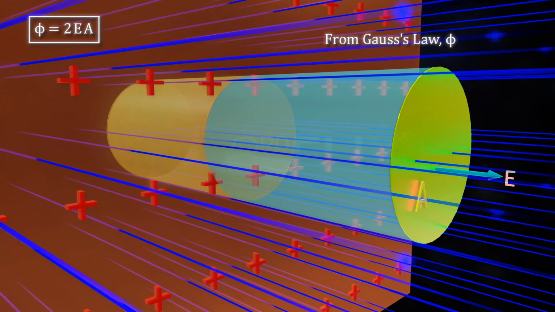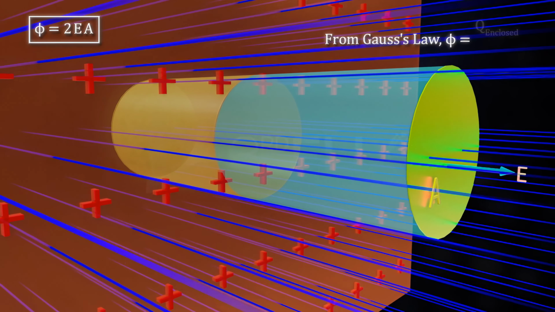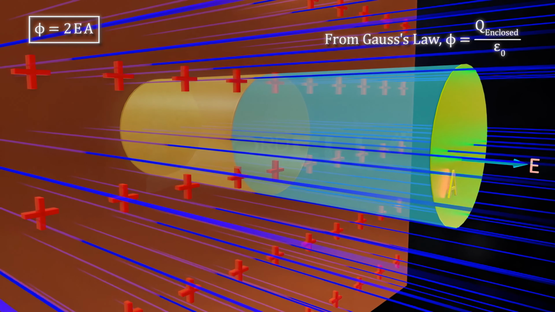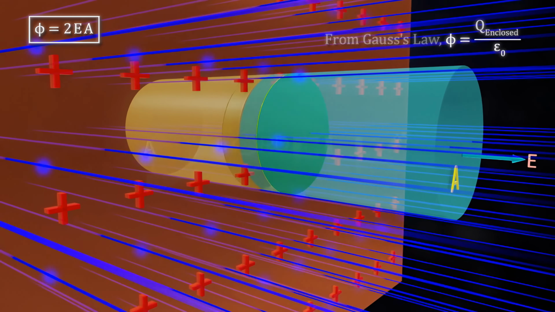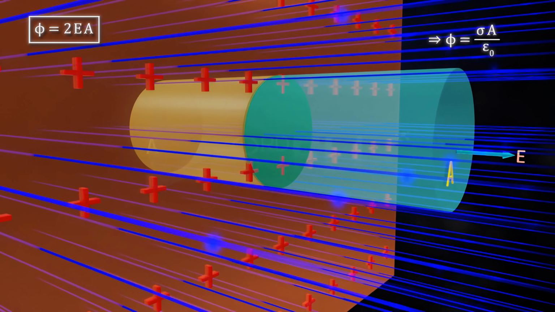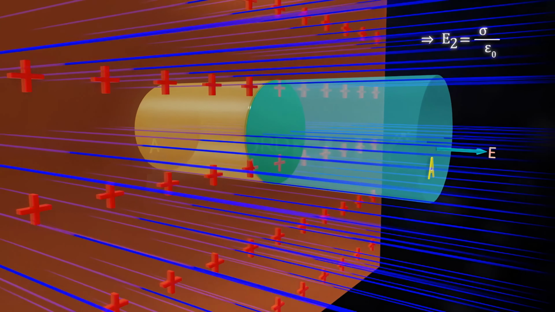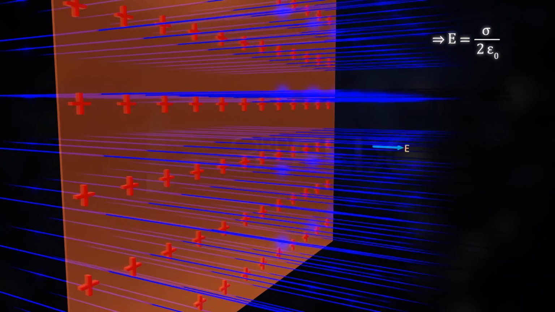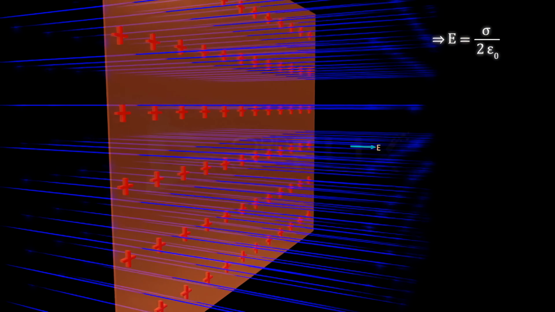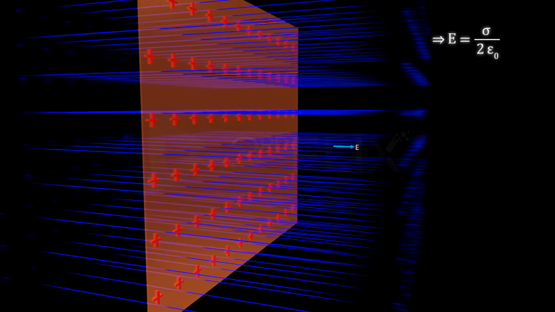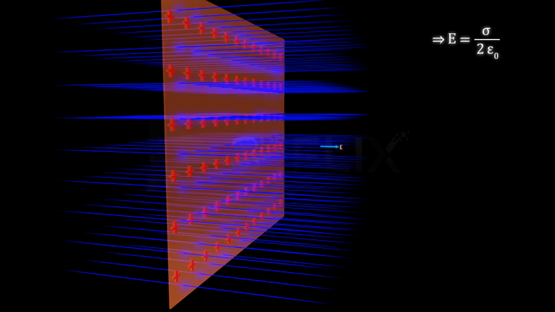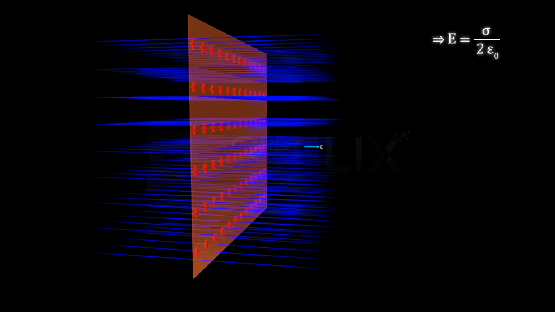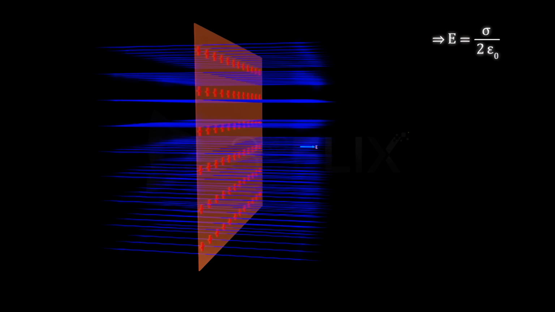From Gauss' law, this must be equal to the charge enclosed in the cylinder divided by epsilon naught. Charge contained in the cylinder is sigma into A. Hence, electric field is sigma by 2 epsilon naught. The electric field at a point does not depend on the distance of the point from the sheet. Hence, a very large sheet that is charged uniformly creates a uniform electric field perpendicular to it.